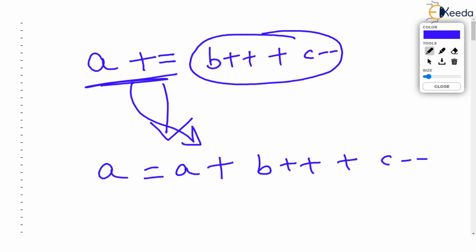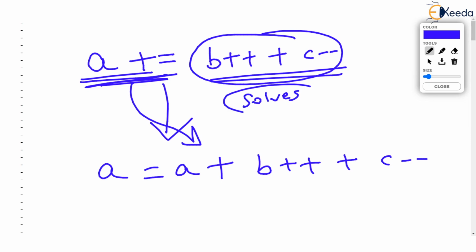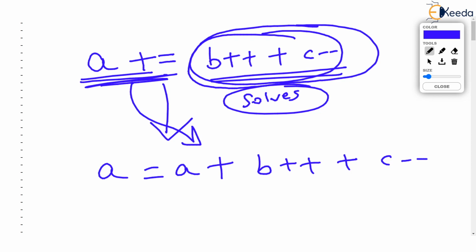Whenever you have A plus equal to something, what C does is that it solves the right hand side portion first. This RHS should be comprehensively solved, and whatever is the value of the right hand side, let's say it gets evaluated to 10, then the expression becomes A plus equal to 10, which is A equal to A plus 10.